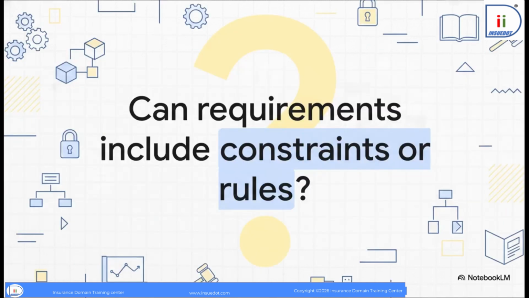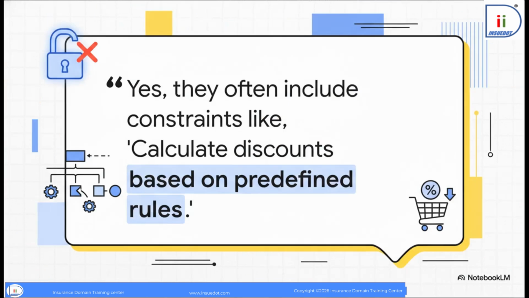Just a quick clarifying question for you. Can functional requirements also include things like business rules or constraints? Yes, absolutely. In fact, they often do. These rules are a core part of the system's function.